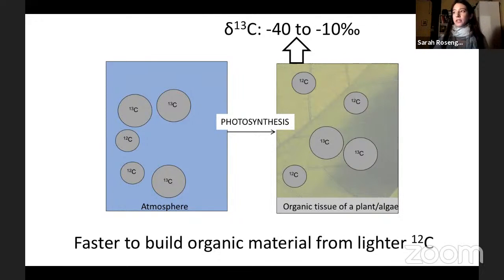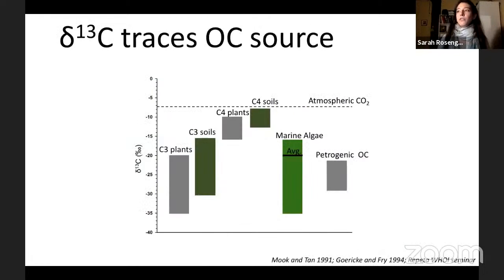And the range in delta 13C values observed in organic matter in nature is quite wide, from -40 to -10. And it's diagnostic of something about the source of organic carbon, because we can see how different sources of organic carbon, especially on land, can partition between plants and soils, marine algae, petrogenic organic carbon. So this is a good proxy for the source of organic carbon.